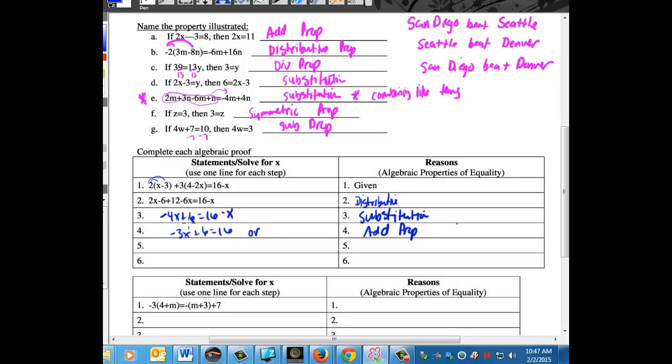You could say, hey, I'm going to subtract 6 on each side. That would leave me with negative 4x equals 10 minus x. And so if you did it that way, you know that you would use the subtraction property.